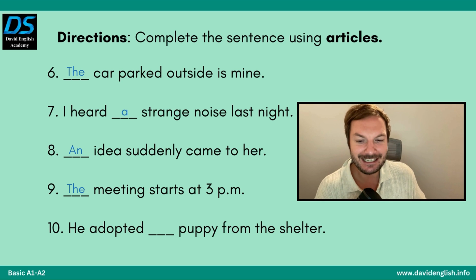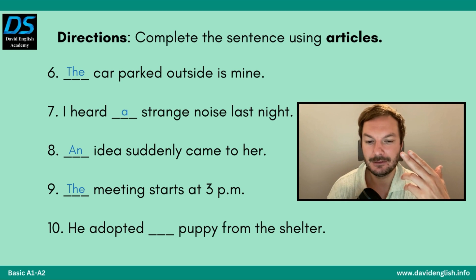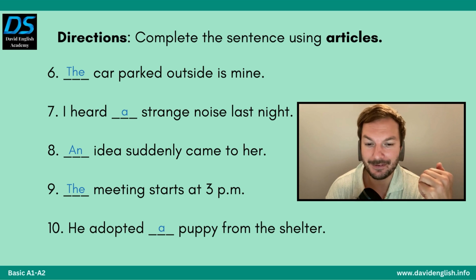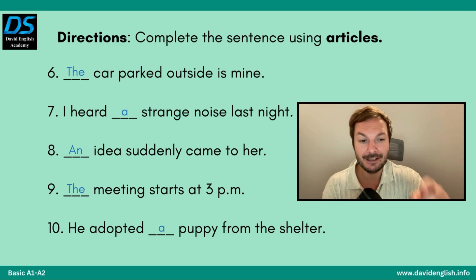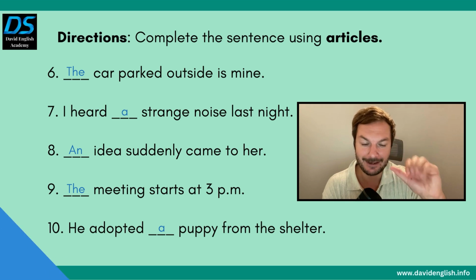Number 10, he adopted a puppy from the shelter. A puppy, I think, because I don't know which one it is. So I'm going to say he adopted a puppy from the shelter. I hope you're getting the hang of it. Remember, a, an, and the. And an in front of the 5 vowels, I, O, U, E, and A.